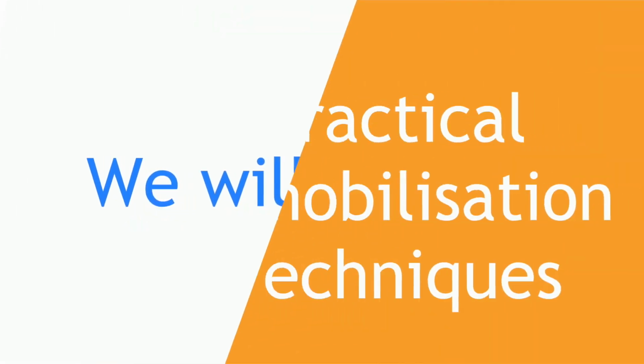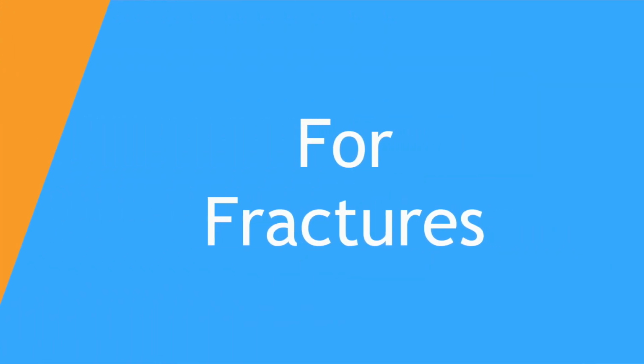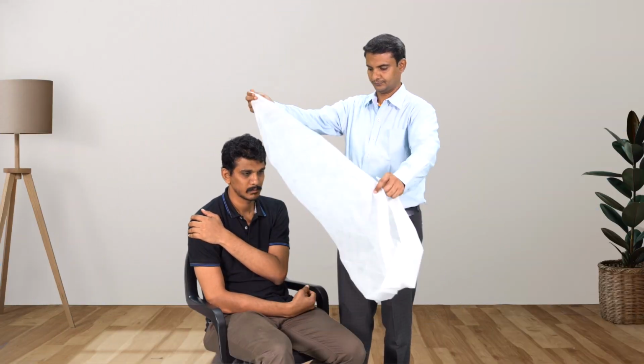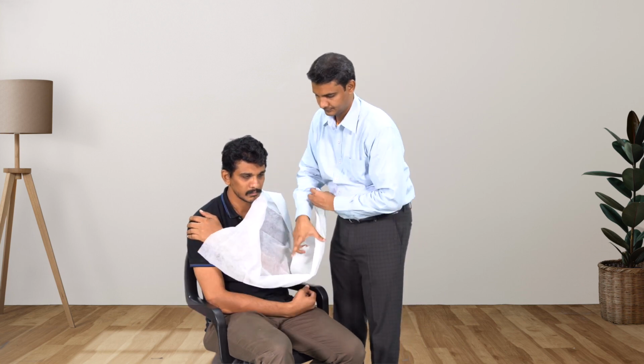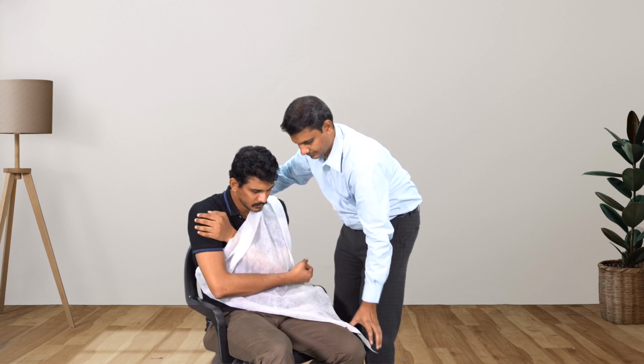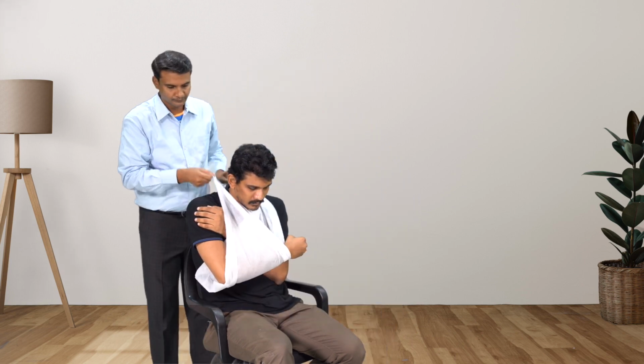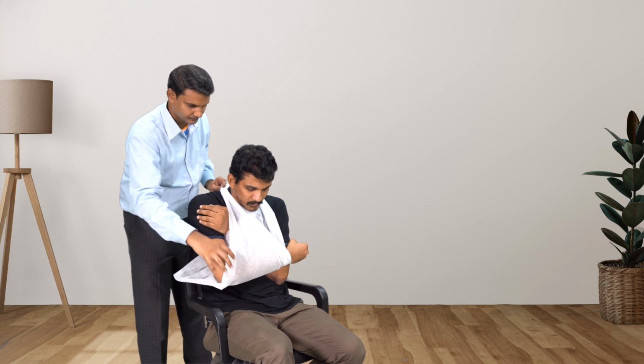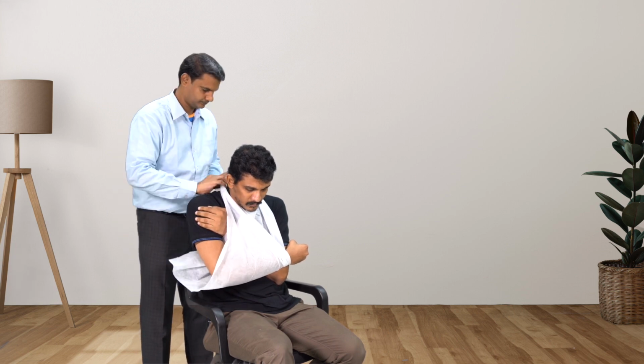Now we will see a few practical immobilization techniques for fractures. Upper arm. The shown item is the triangular bandage. You can use this or even use a long cloth or towel, whichever is available. Use it as shown in the demonstration. Balance the injured part and tie it as shown.